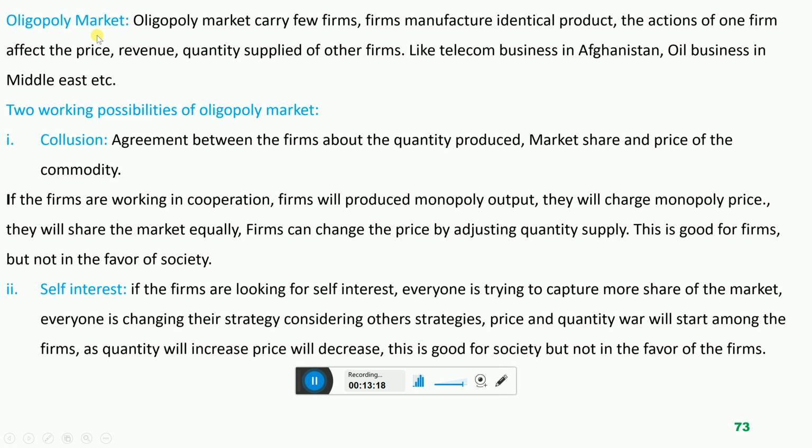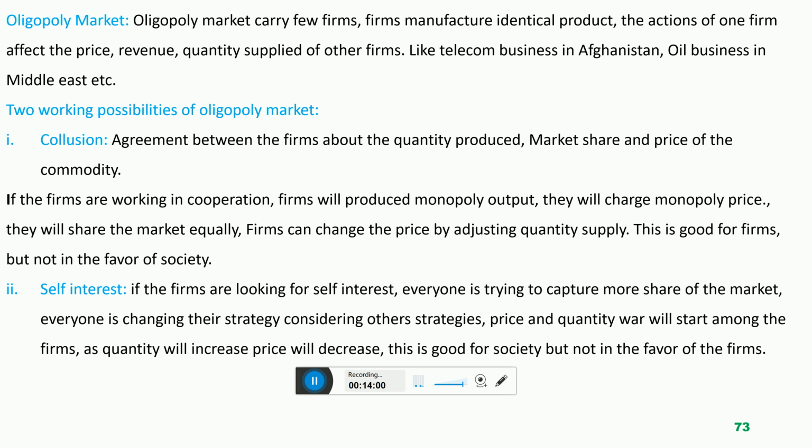Now what is oligopoly market? Oligopoly market is also one type of imperfect competitive market. In the oligopoly market, a few sellers compete with each other and the sellers manufacture identical product, exactly the same product. In the oligopoly market, a few sellers are working and they manufacture identical product, exactly the same features, same shape, same functioning, same price.